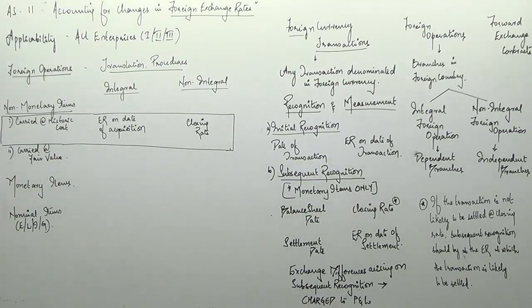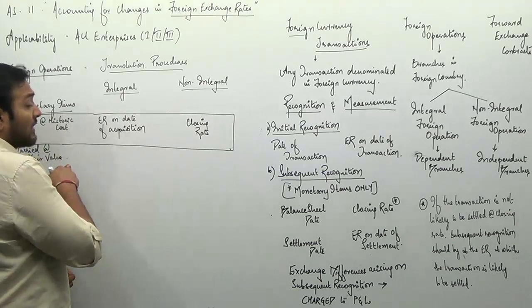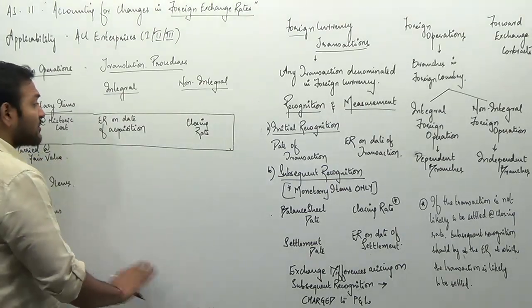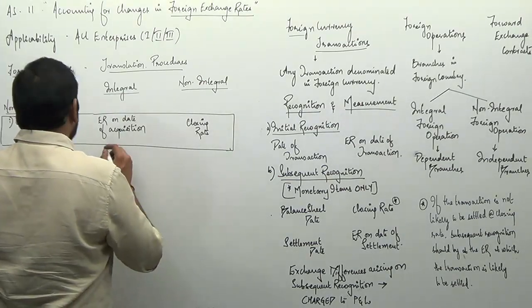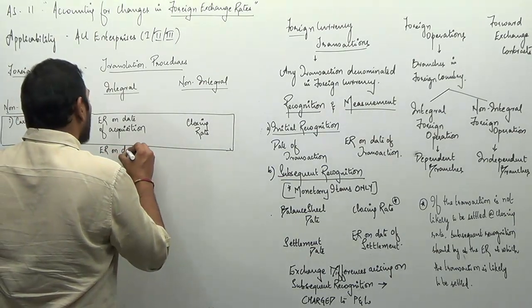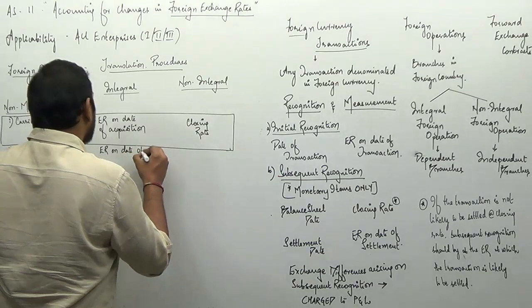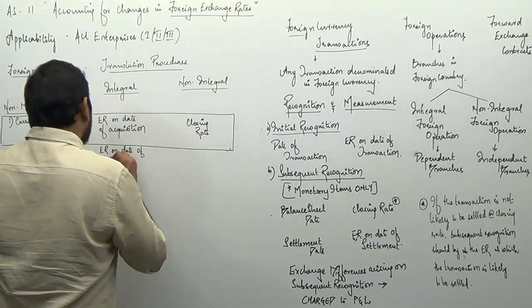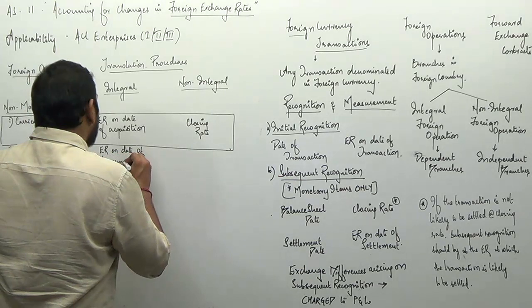Non-monetary items carried at historic cost, exchange rate on date of acquisition for an integral operation, and closing rate for a non-integral operation. Those which are carried at fair value, from here translation procedures are same. Those which are carried at fair value, exchange rate on date of determining fair value.